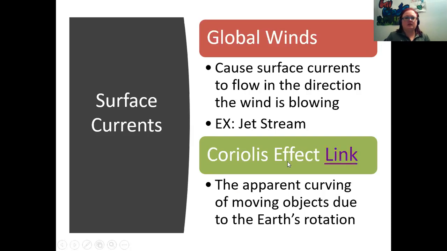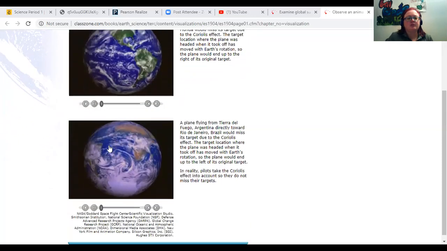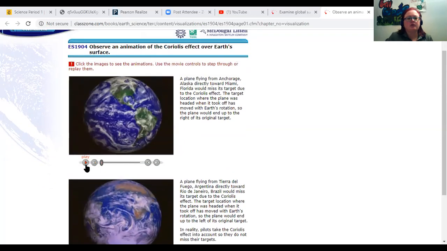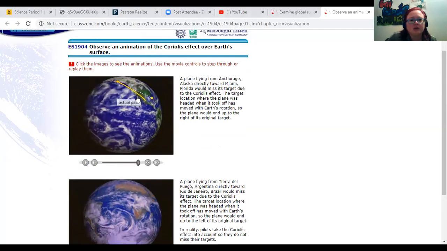And this link, let me just make sure that you guys do see this. Oh no, it's just showing the movement of the paths.